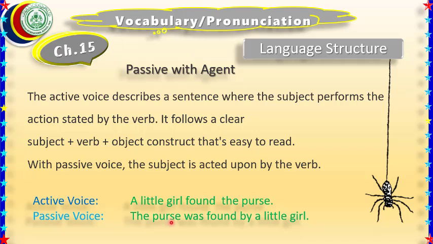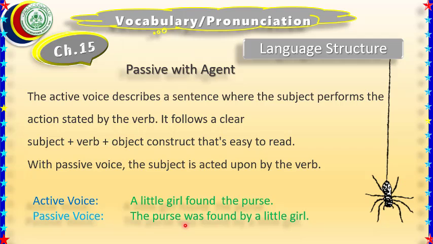In fact, the purse is acted upon by the verb. The work is done on the subject. That is why the second sentence is called a passive voice sentence, because the subject is passive. It is not doing anything. Here in the first sentence, the subject is active. It is doing some work. But in the second sentence, the subject is not doing anything.